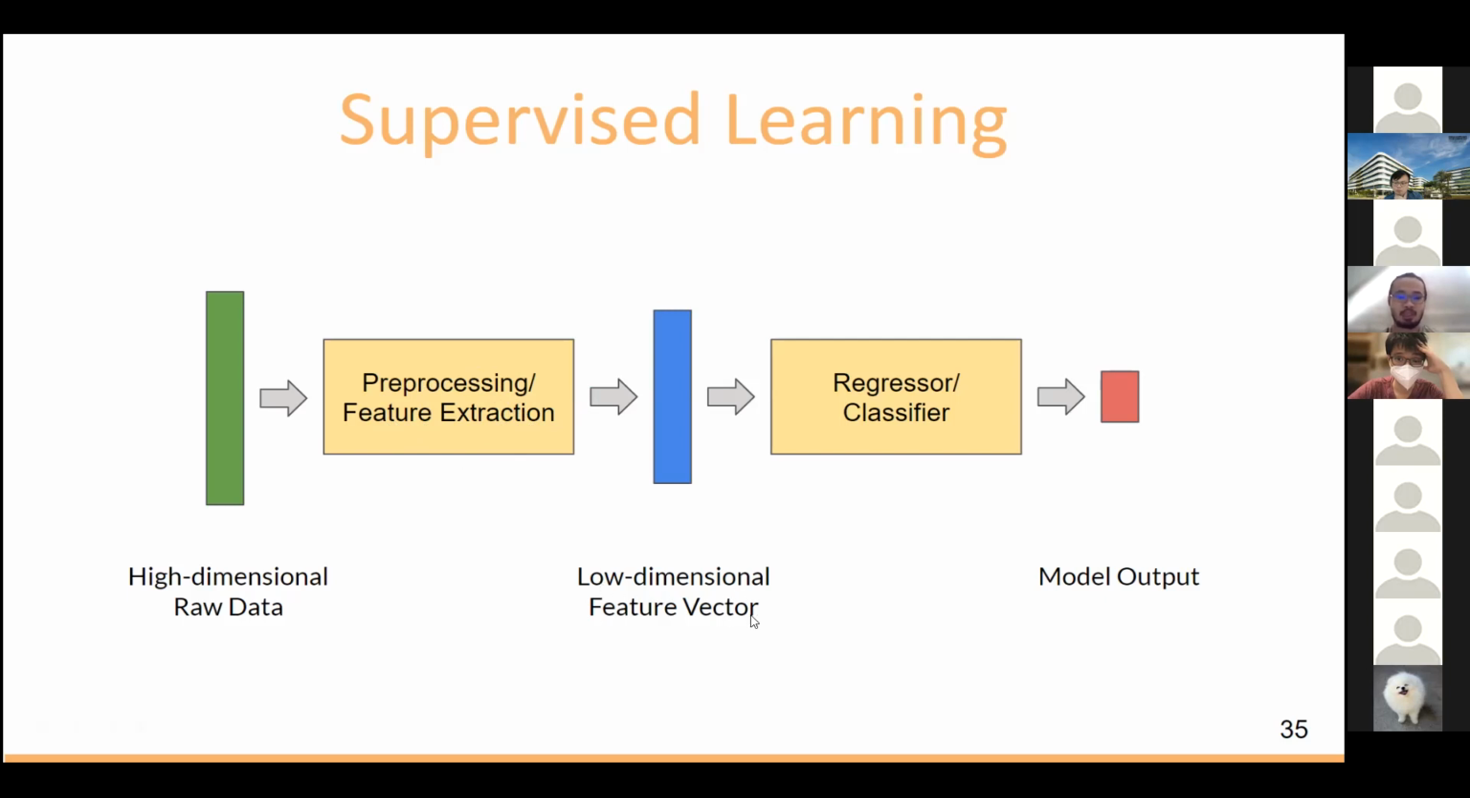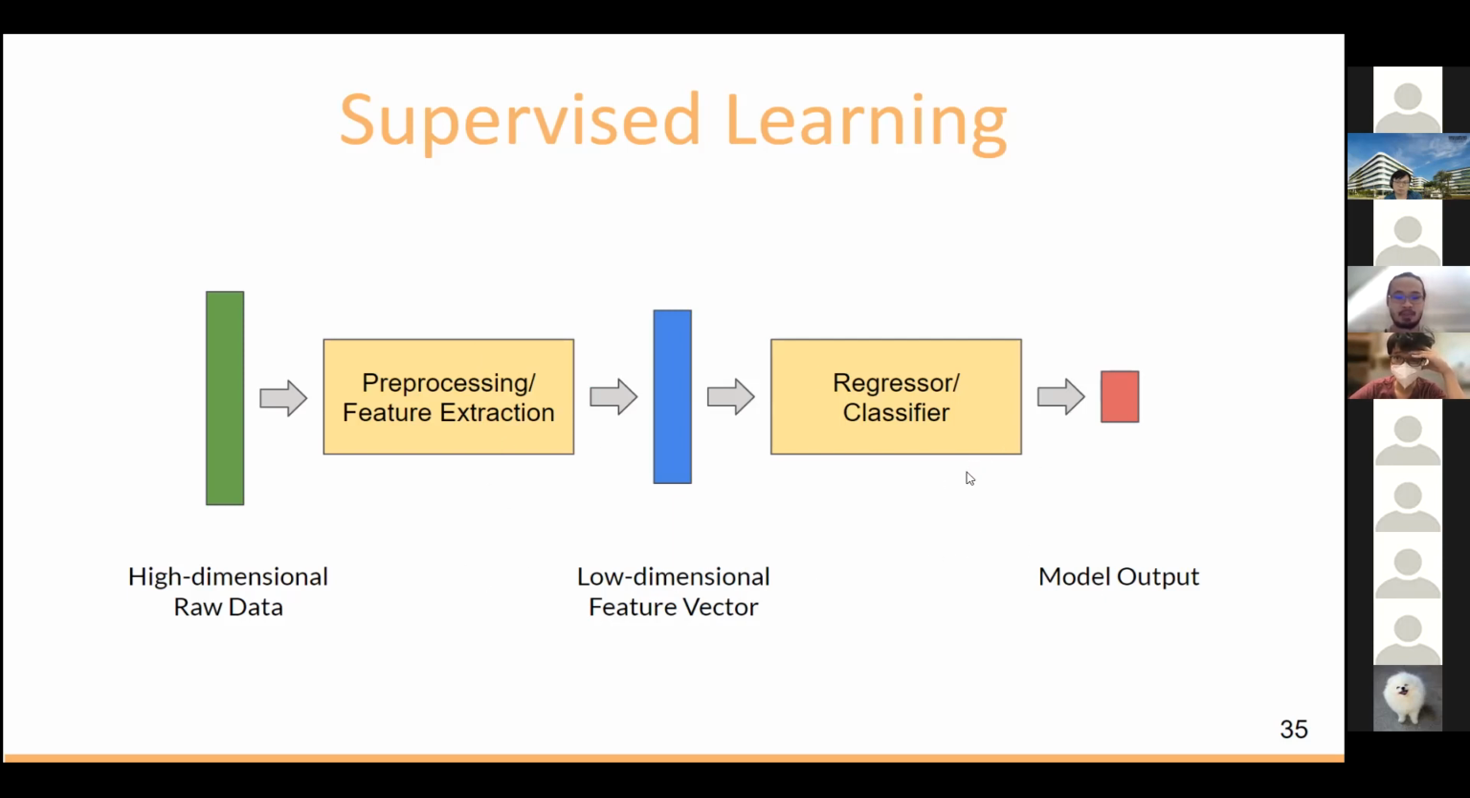Then you end up with some low dimensional feature vector. And then you give it to some other fully connected layers, which are basically a classifier or a regressor, right? Then you get the model output. Even for simple linear regression, it's still the same thing. You might have high dimensional raw data, then you do some pre-processing, select the features that you think are relevant, and then you end up with a lower dimensional feature vector, which is then your input to the linear regression model.